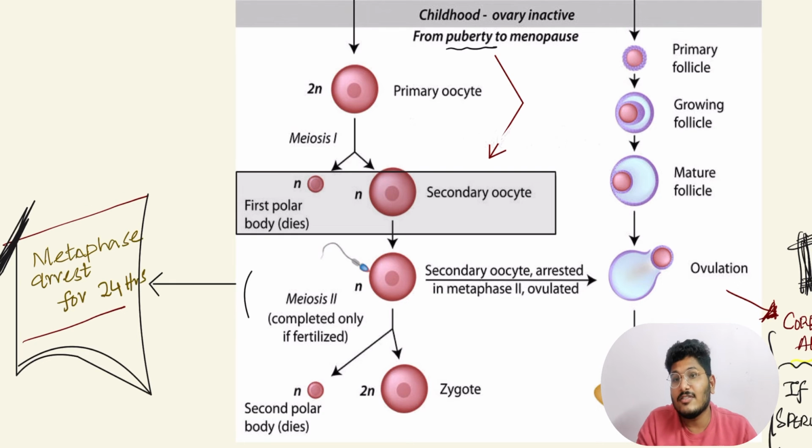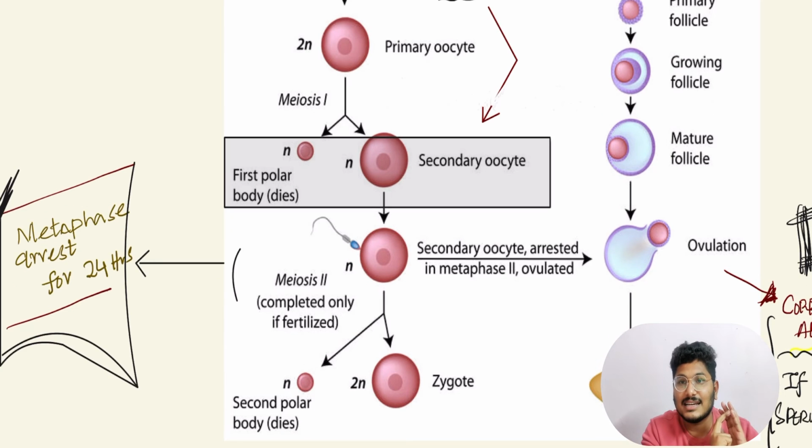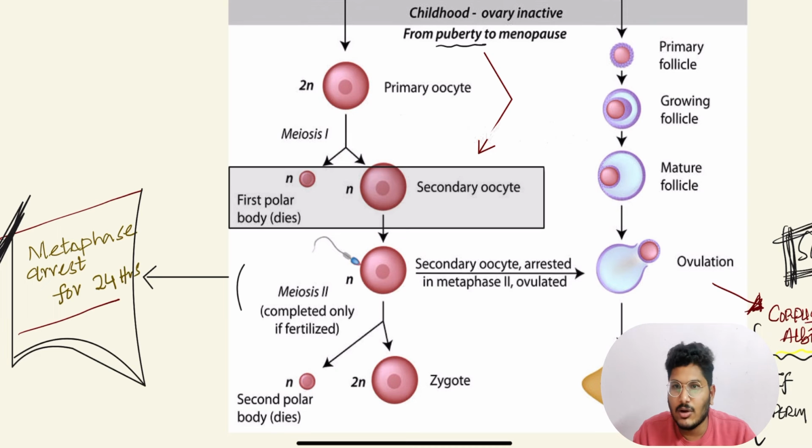So next, what is the fate of this arrested secondary oocyte, which is a haploid cell? Within these 24 hours, this egg has to undergo ovulation and fertilization. This is one fate. If within these 24 hours it undergoes ovulation and fertilization, this cell is released from its arrest and completes its second meiotic division.